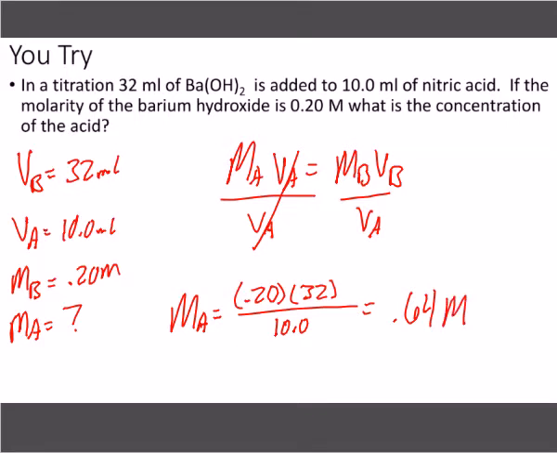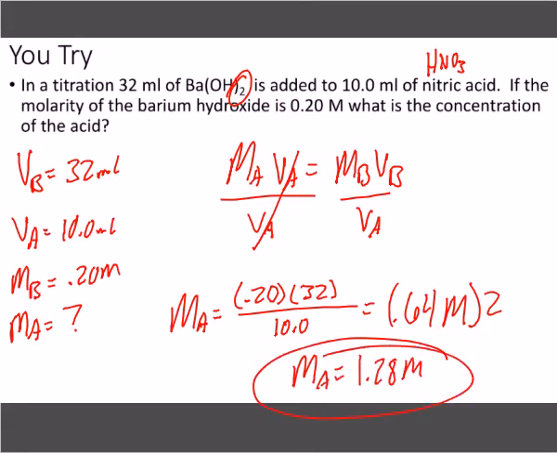What else do we have to do with it? Double it. Right. Again, barium hydroxide, guys, was 2. Nitric acid's formula is HNO3, so it's a 2-to-1 ratio. Yep, multiply it by 2. And so the molarity of our acid is 1.28 molar. Easy? Not too bad, right?